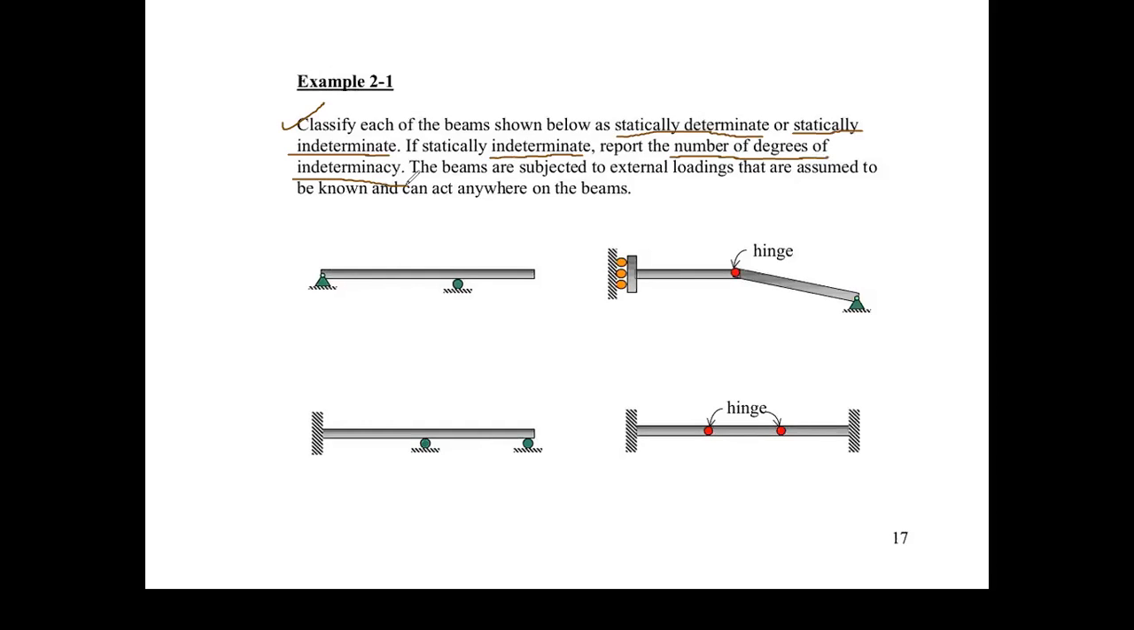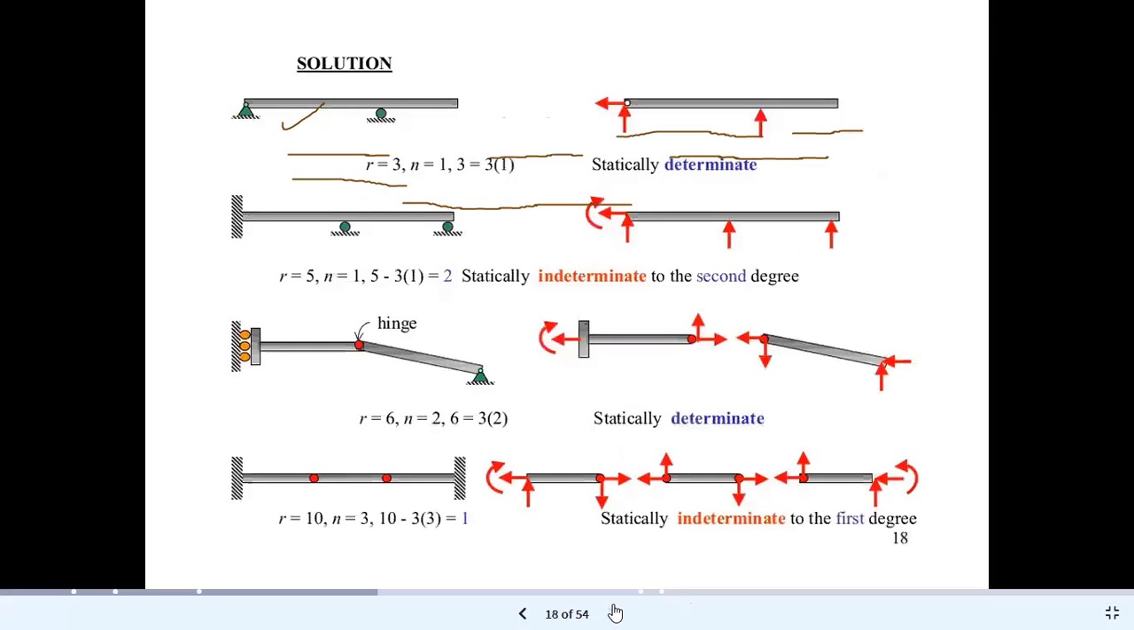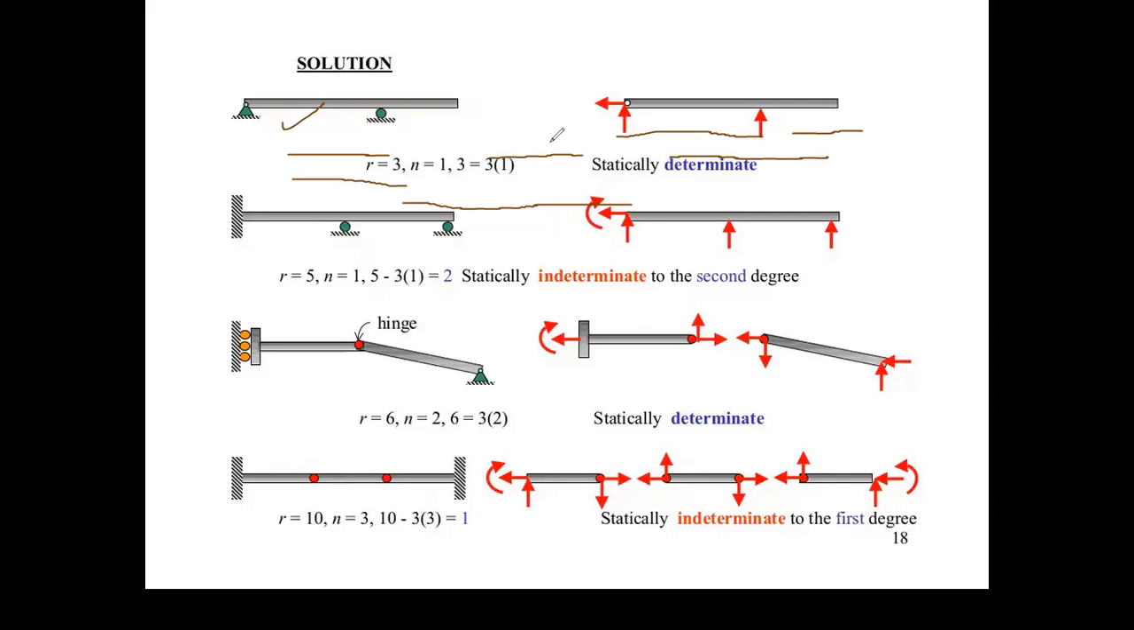Right. So beams are subjected to external loadings that are assumed to be known and can act anywhere on the beam. So let's start. This is one of the beams, the second beam is there, the third beam, the fourth beam is there. Whenever we solve these problems, you will be able to know the determinacy: R is equal to 3N, R is greater than 3N, or R is less than 3N. Let's start.